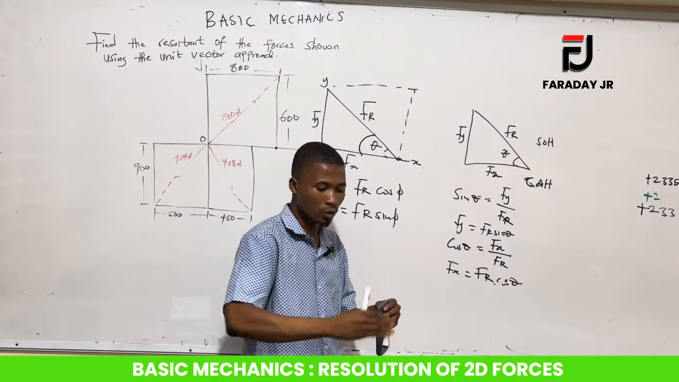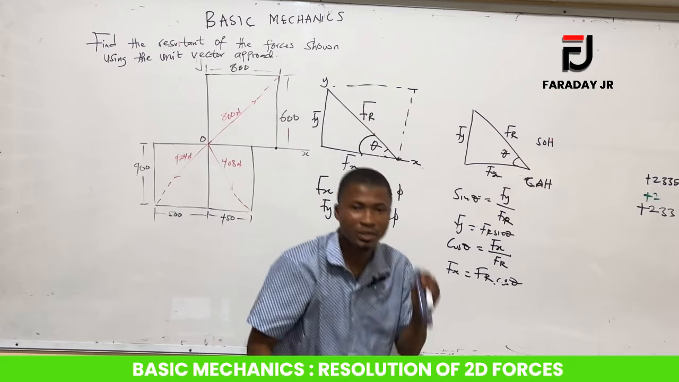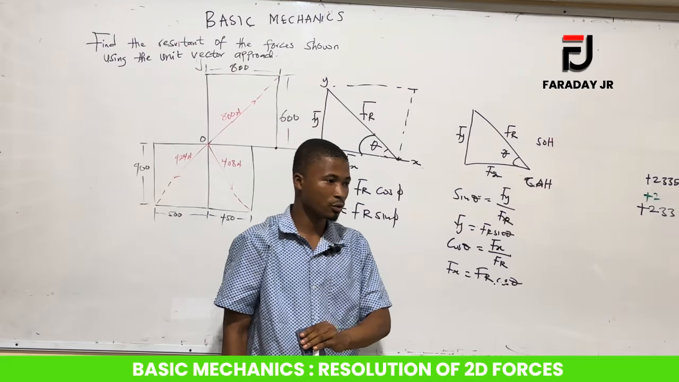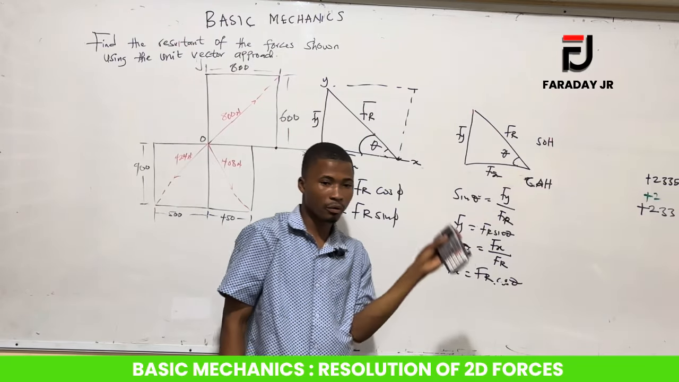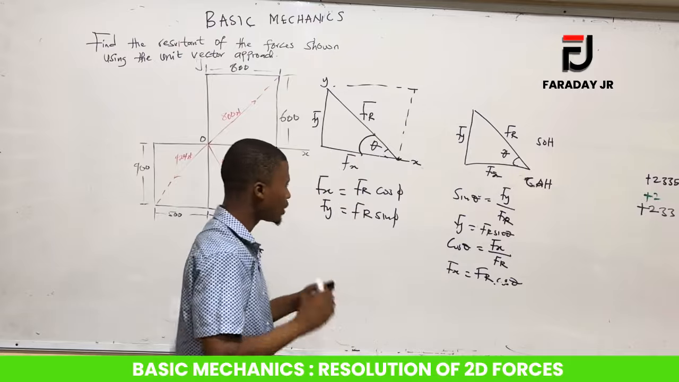Anytime we don't know the angle to where we are going, we are going to use sine. If we know the angle to where we are going, we are going to use cos, and that will make things easier for us.